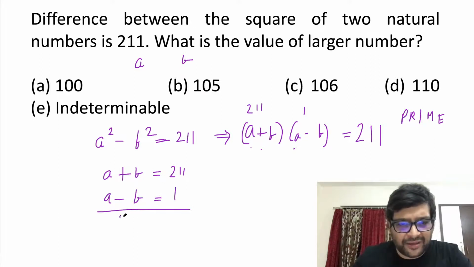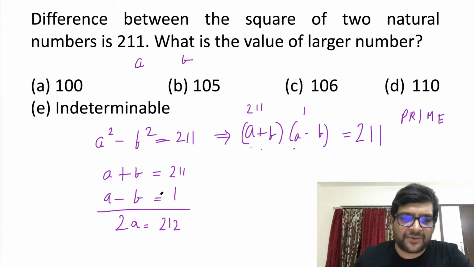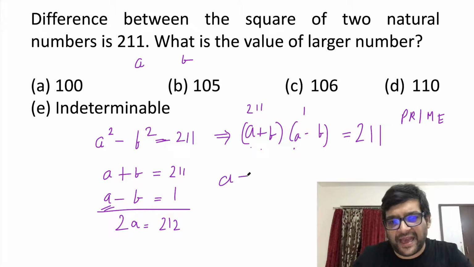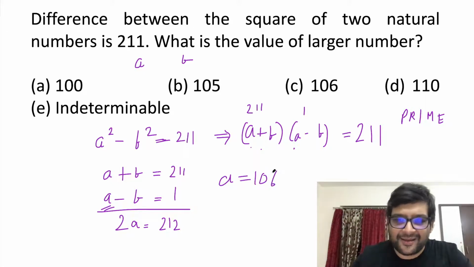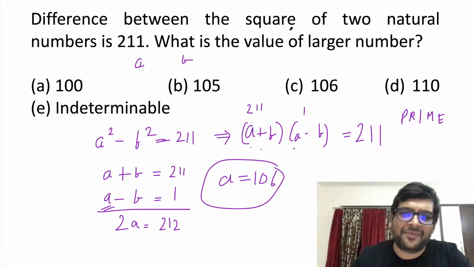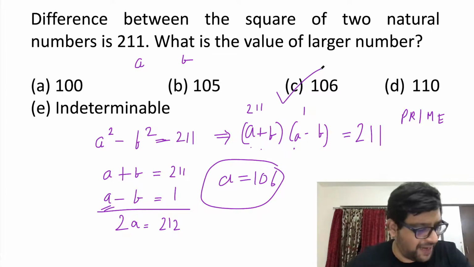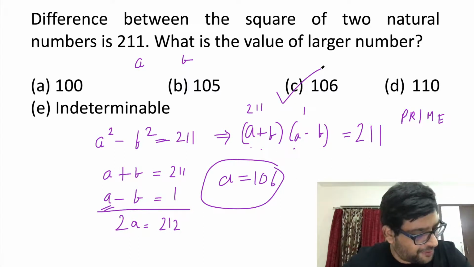Add the two equations, you will get 2A as 212. Which one is the bigger number? A is the bigger number, so I've got the value of A as 106. That is what the question was asking me. Option C becomes the answer here.